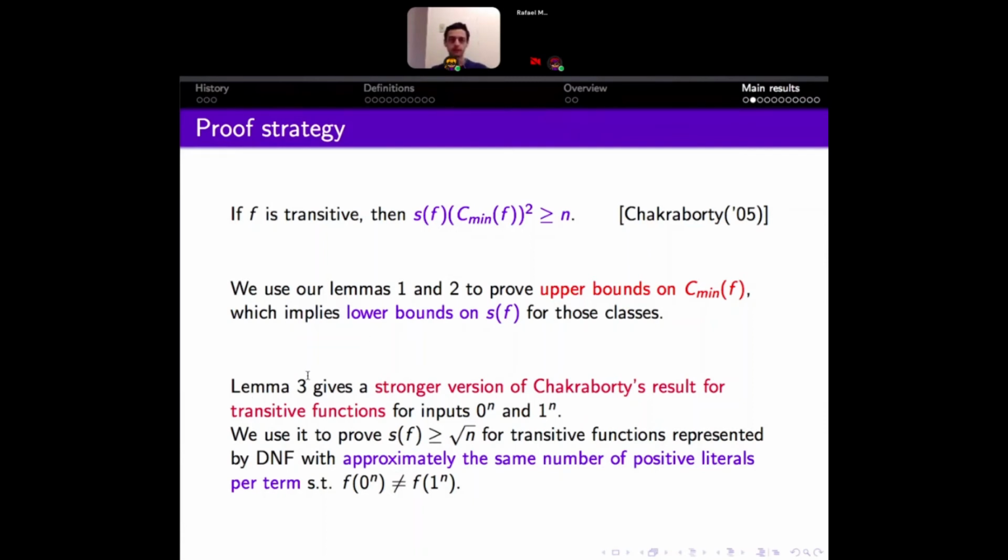Our lemma 3 gives a stronger version of this result of Chakraborty for transitive functions for some special inputs, which are the all zero and the all ones input. And we use that to prove a lower bound of square root n for transitive functions represented by DNFs with roughly the same number of positive literals per term under this additional condition.